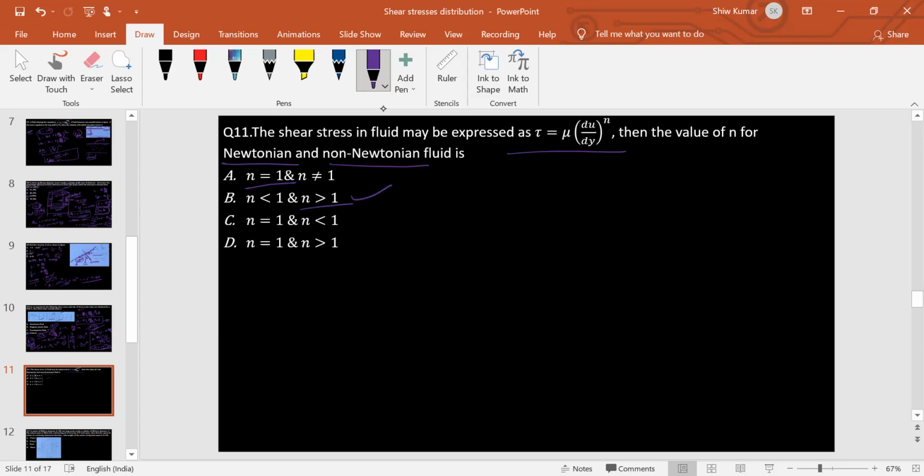Yes, it's possible. n should be less than 1, it's possible. n should be greater than 1, it's possible. And all three are possible. But n cannot be equal to 1. This is the right answer.